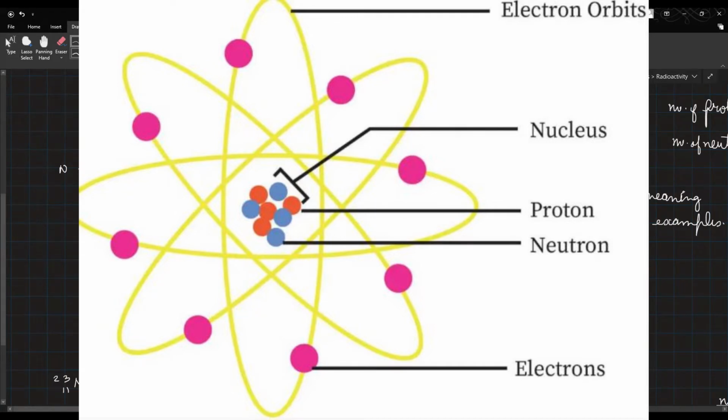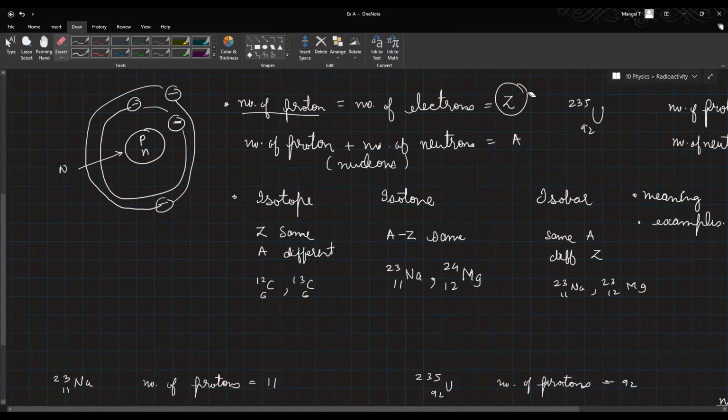The number of protons is denoted by letter Z. Number of protons plus number of neutrons is denoted by letter A. That is called as mass number. This is atomic number. And for a stable nuclei or a stable atom, the number of protons and number of electrons are equal.